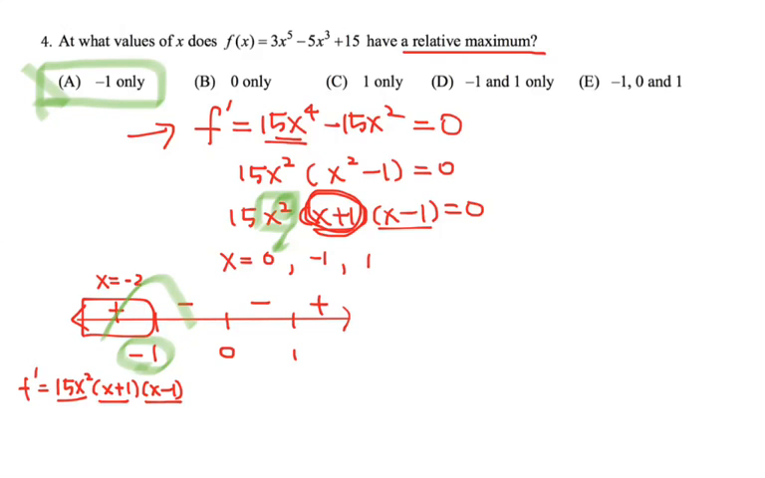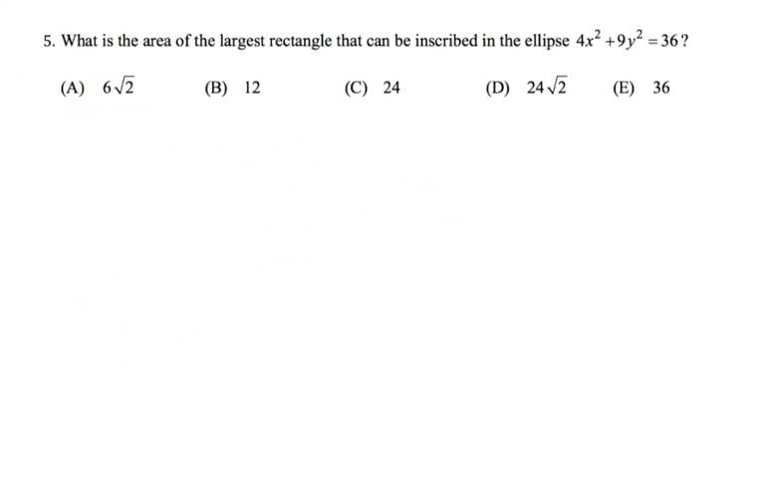All right, let's look at the next question. Number 5. What is the area of the largest rectangle that can be inscribed in this ellipse? Now, if you want to look at this one a little bit carefully and visualize what kind of ellipse you will be getting, you can divide by 36 all throughout, then we'll get x squared over 9 plus y squared over 4 equals 1.